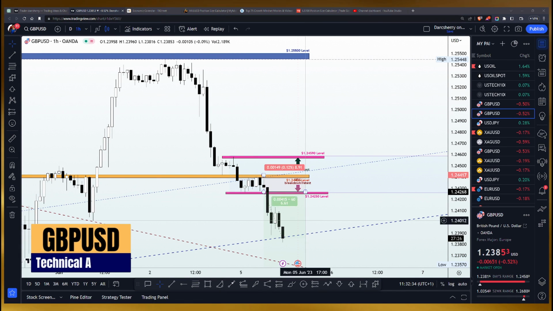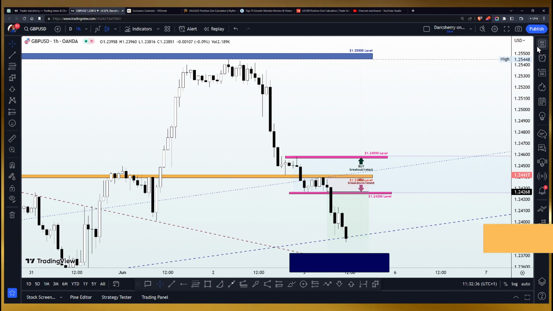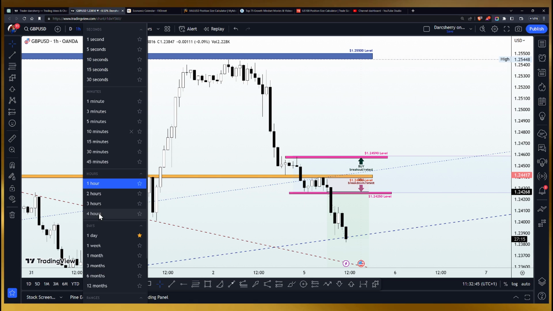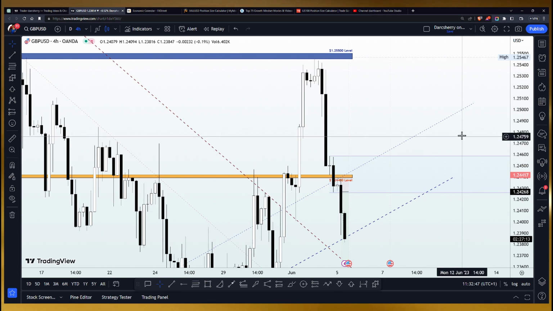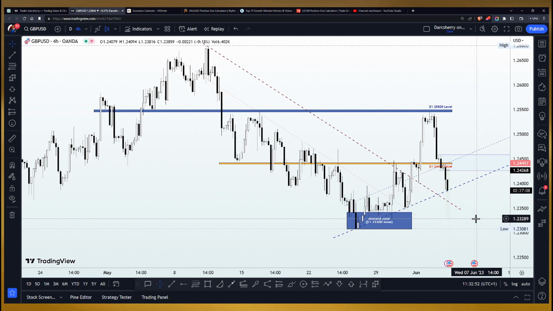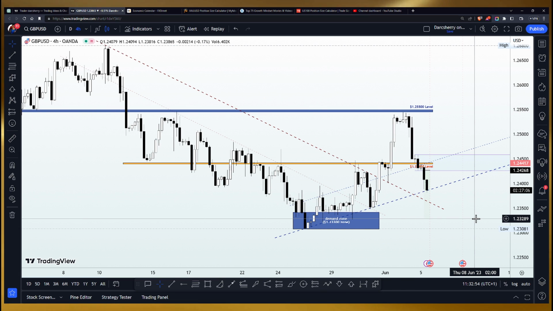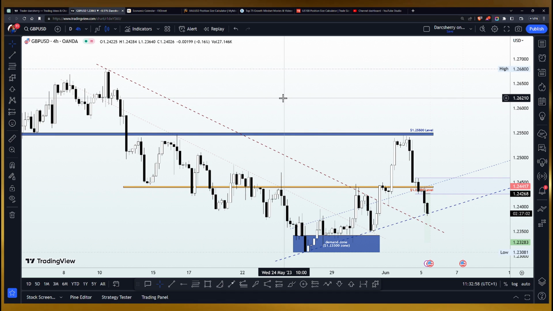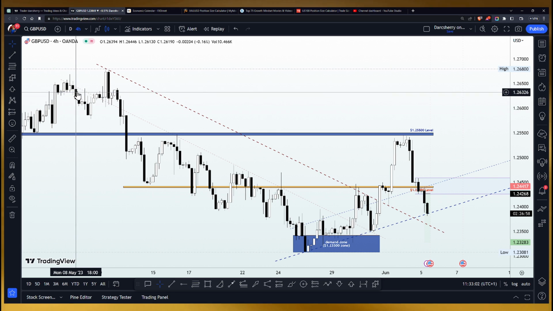On the GBPUSD, we have been enjoying a very strong bearish momentum since last week's trading session, and we are going to be looking at how we've been profitable on this pair so far, and how we intend to position ourselves ahead of the new week. So here we are on the 4 hours time frame, and the first thing I was able to do here was to acknowledge the fact that price action has been bearish since the second week of the month of April.